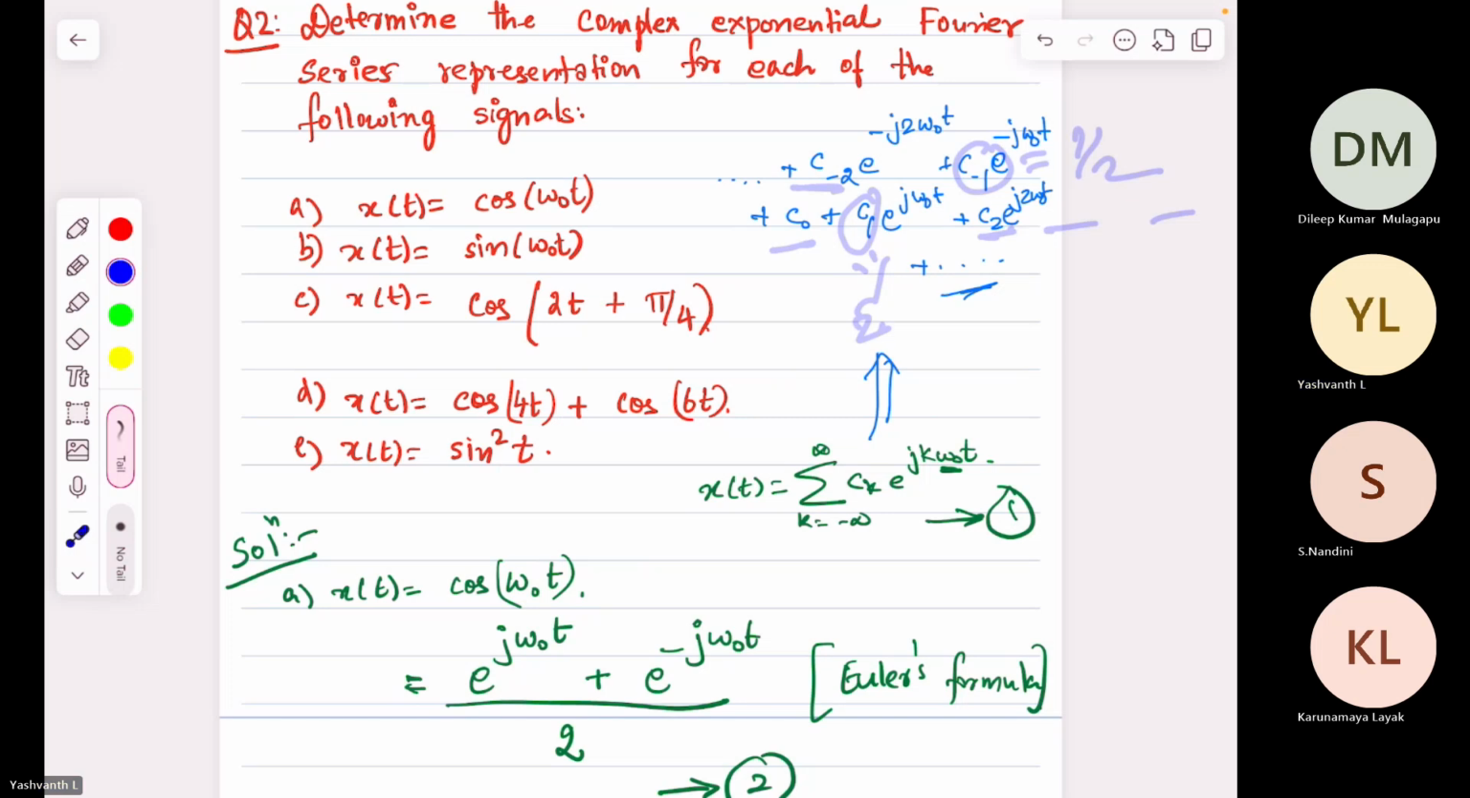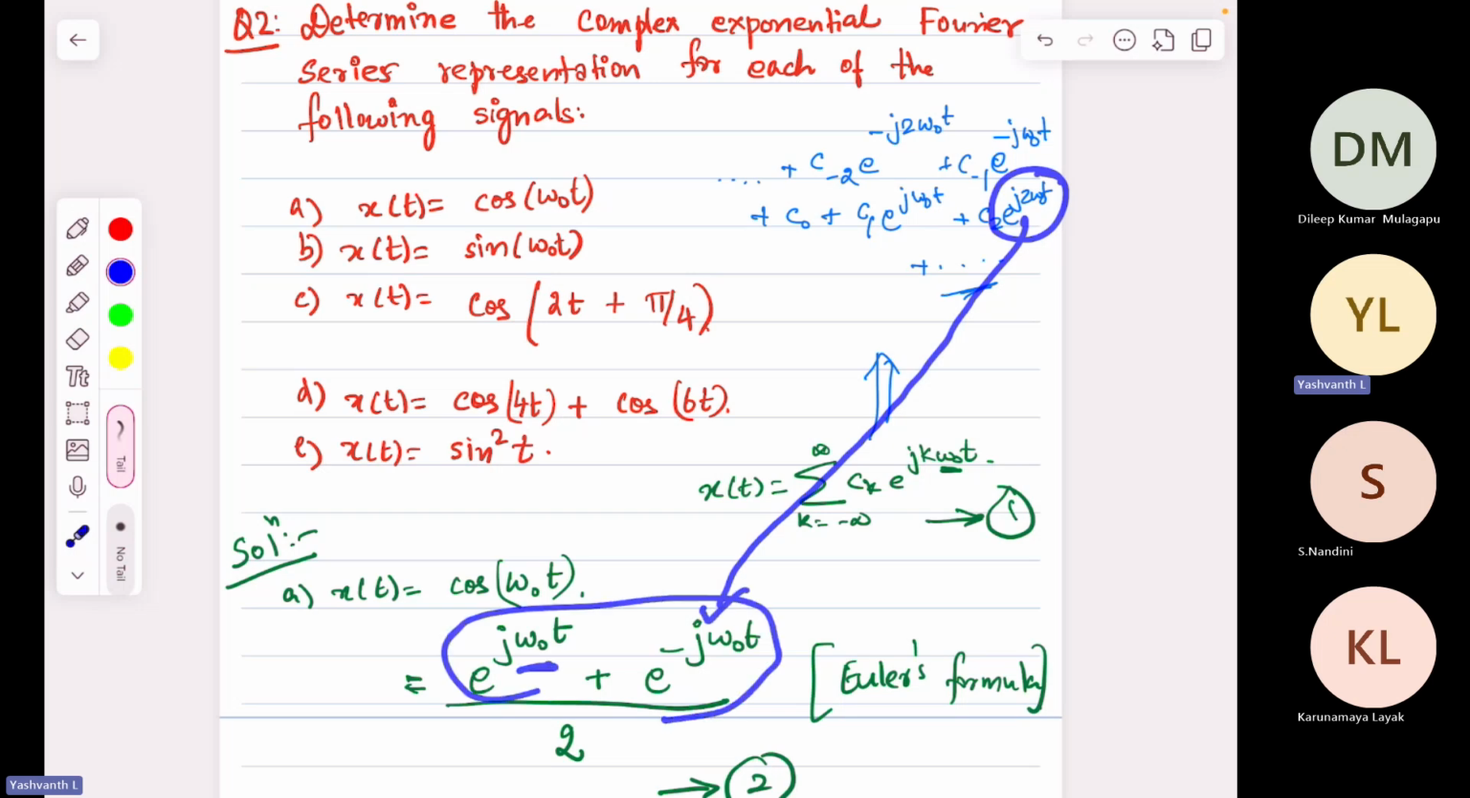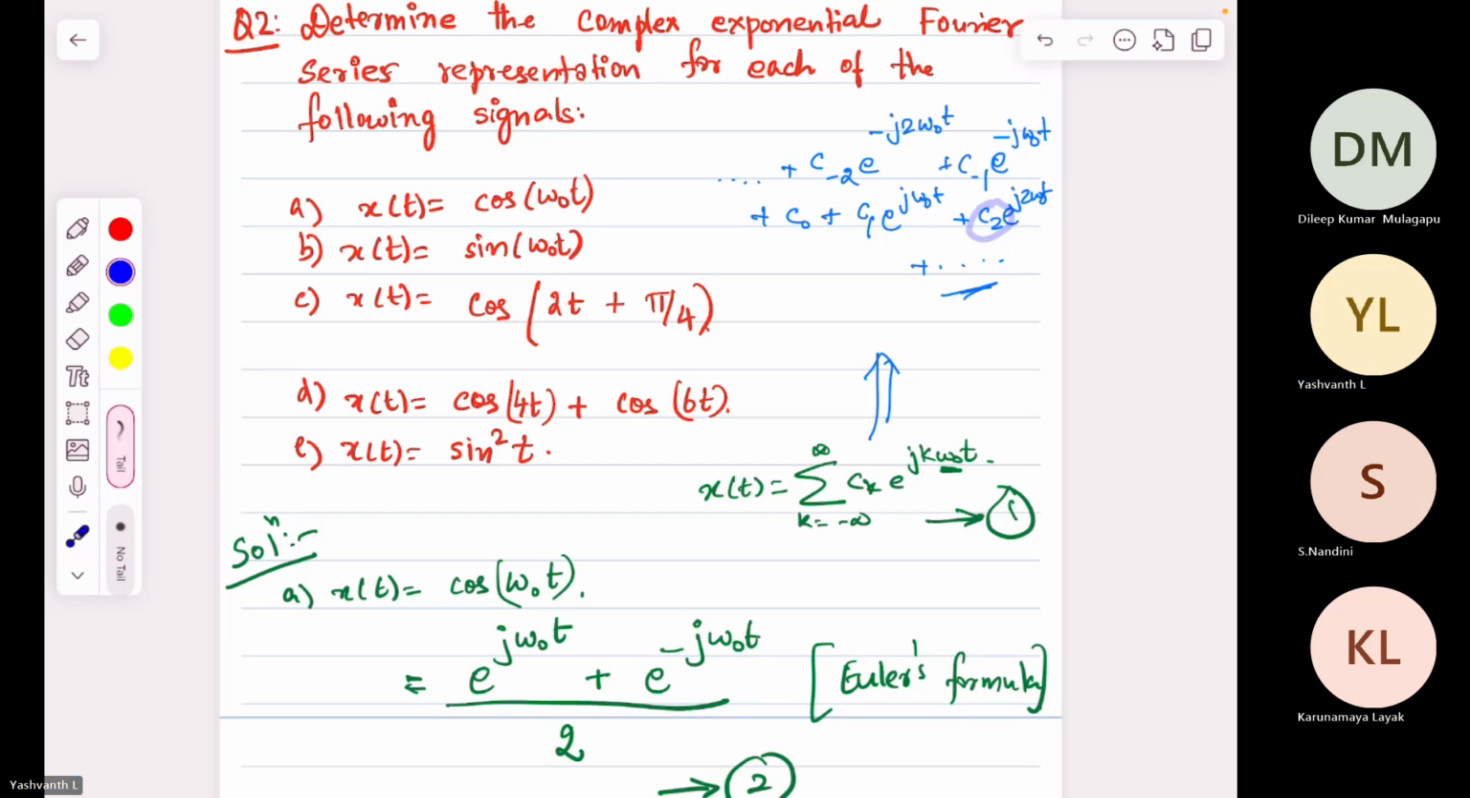Correct. Someone answered 0. Exactly. Why? The reason being, e power j2 omega naught t doesn't come here. Only e power j omega naught t and e power minus j omega naught t come. You don't have e power j2 omega naught t, e power j3 omega naught t, or e power minus j3 omega naught t. Only if you had those terms would you have non-zero values for C2, C3, C minus 3, and so on. You have only terms corresponding to C1 and C minus 1, and they are equal to half.